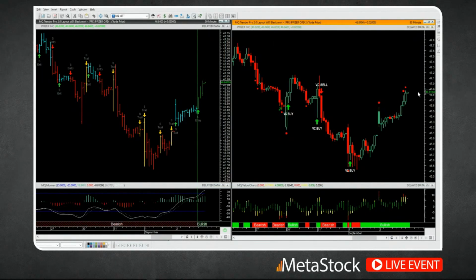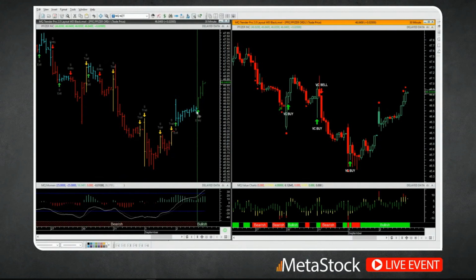So for me, if I was going to take this trade, I probably would wait till next week, and I'm going to be waiting until I get back to a fair value, because why should I buy it when it's overpriced? Now if it takes off and runs without me, so be it. But I expect it's going to go sideways from here for a couple of days, and that's going to bring value back down, and I've got my green here on Trender Pro, and I've got my green on value charts, and I'm ready to go.